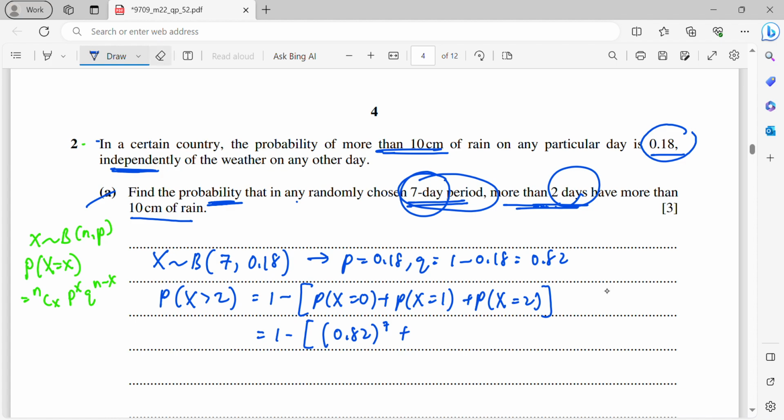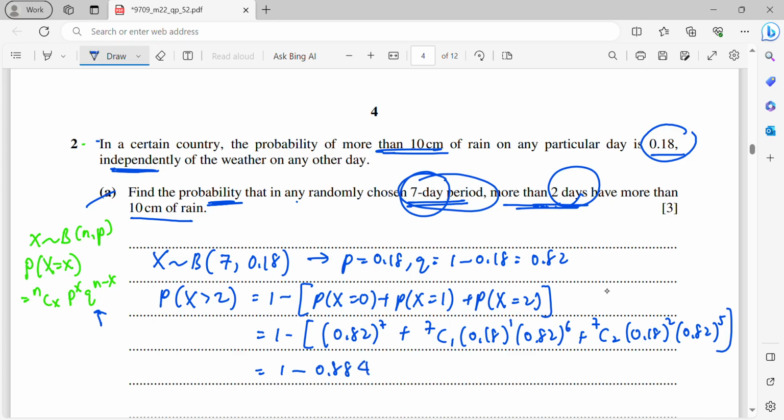All 7 days will be less than 10 centimeter of rain. Then P(X = 1) means 7C1. Just apply this formula: 7C1 0.18 to the power 1, 0.82 to the power 6, followed by 7C2 0.18 to the power 2, 0.82 to the power 5. Then from here you will get 1 minus that, 0.884585. I give more decimal places and the final answer is rounded to 3 significant figures. So this is my solution for the first part.